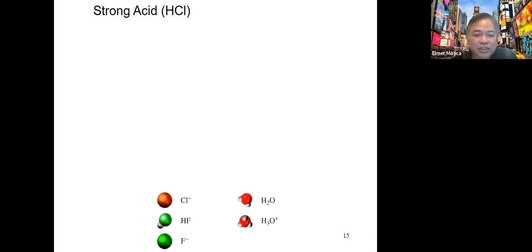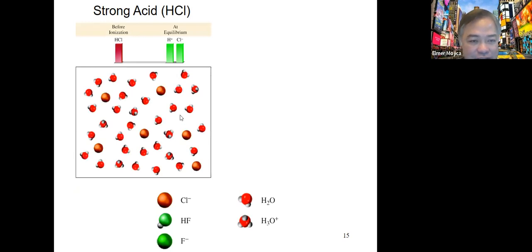Now, if we're going to look at the molecular level or atomic level, so if you have a strong acid, this is what you see. So this is at the beginning, and when you reach the equilibrium, it's either H plus or Cl minus. Wala kang nakikita ng HCl.